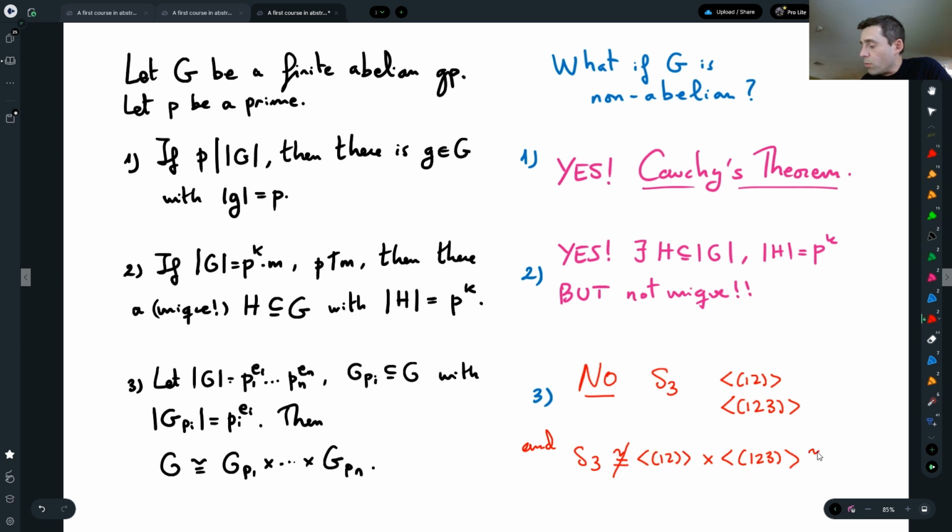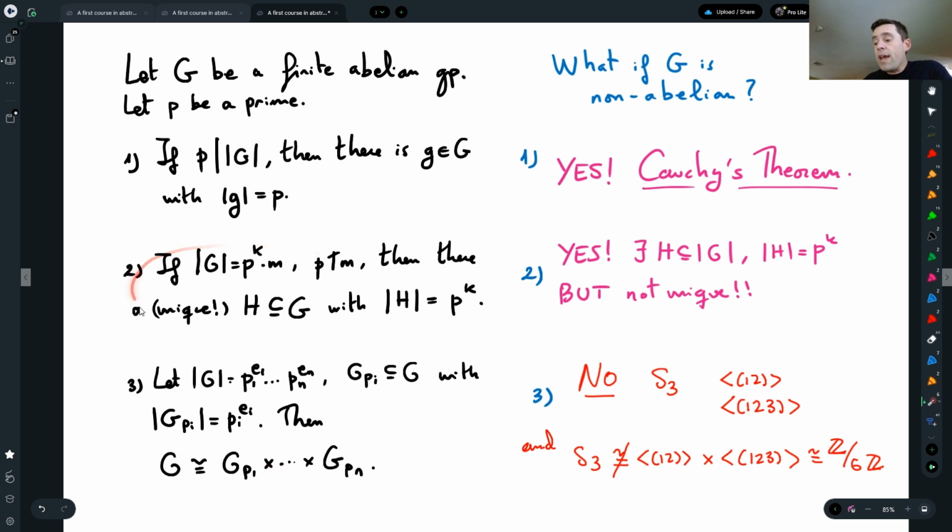This is in fact isomorphic to Z modulo X, which is abelian, and S3 is not abelian. So this part of the proof definitely fails, but we're going to try to see in what cases and under what circumstances we can recover things of this sort. Maybe not with direct products, but with something called semi-direct products. In many cases, we can actually recover something of this sort using semi-direct products.